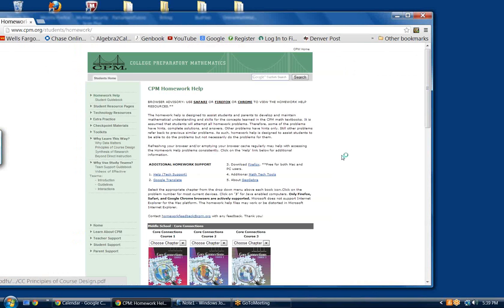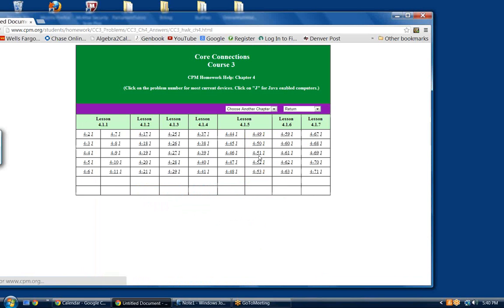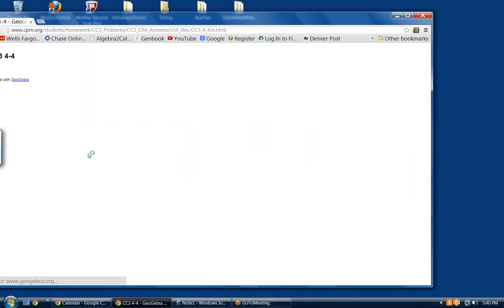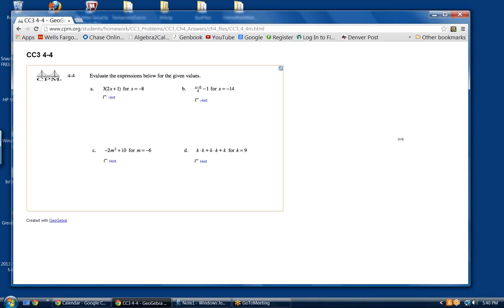Left side. Okay. And then click, it's Course Connections, Course 3, Chapter 4. Okay. And then I think it's, hold on, let's see which problem it is. It's the, let's see, fourth problem. Fourth, fifth, and sixth problem. 4-5J? 4-4J. And then you can just click on that. And then it'll take a second to load, and then... Okay. All right.